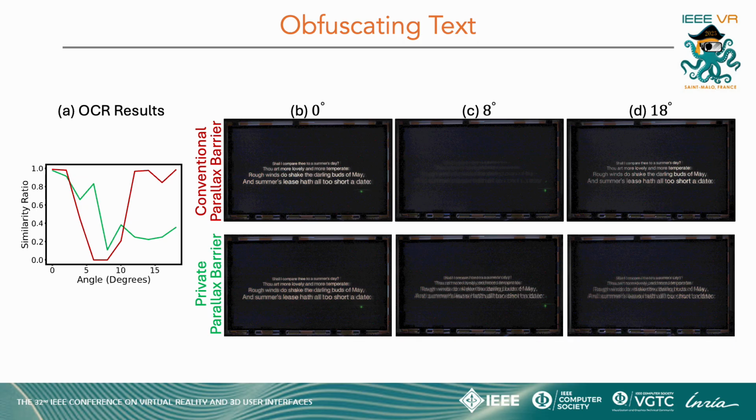In contrast, with our proposed private parallax barrier, the similarity ratio notably drops at 8 degrees. While some individual letters may still be recognized, neither the OCR algorithm nor a human bystander can easily discern complete words. Importantly, unlike the conventional parallax barrier, the image quality in our proposed method does not recover to a recognizable level as the viewing angle increases, demonstrating the enhanced privacy-preserving capability of our approach.